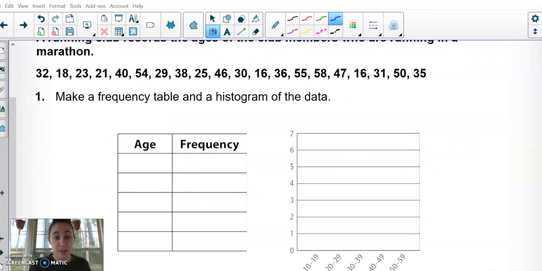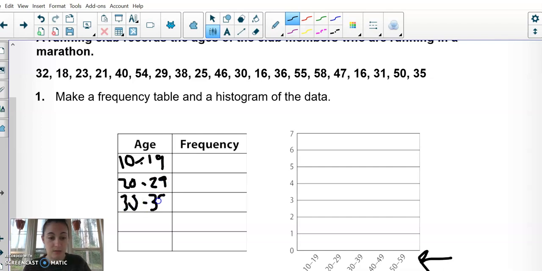All right, so here we have another histogram example, but they want us to make a frequency table with the histogram. So I'm just going to show you real quick how to do that. It's not too bad. Notice down here at the bottom, they already told you what your intervals are going to be. So where it says age, I'm going to put those intervals. So we have 10 to 19 is our first interval. And then we have 20 to 29. And then we have 30 to 39. 40 to 49, and 50 to 59.